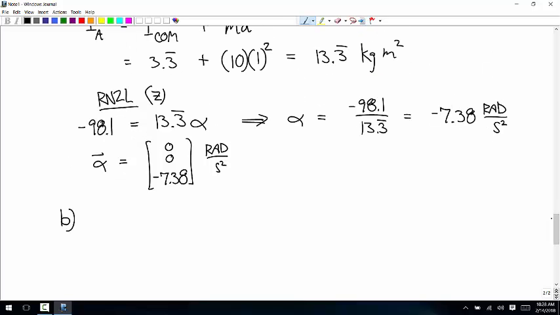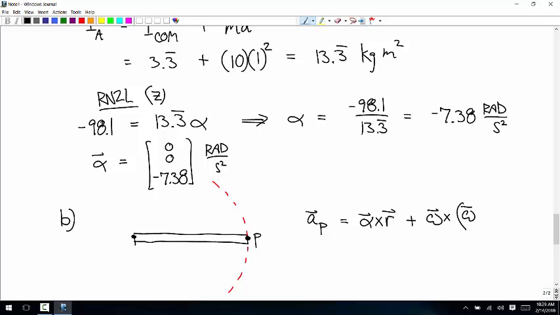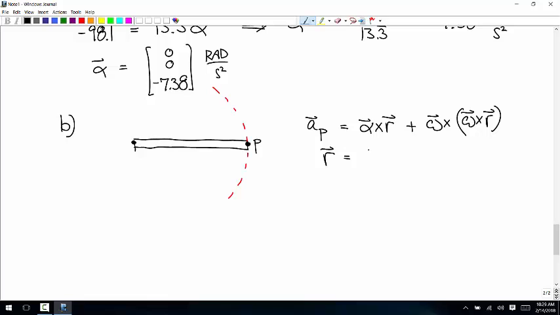Okay, so if we're trying to figure out the acceleration of that point P, there's the pin joint. This thing's traveling through a path like this. Instantaneously, it's in circular motion, and this is the point P. The center of the circle is the hinge. So the acceleration of the point P is equal to alpha cross R plus omega cross quantity omega cross R. What's the R vector? 2, 0, 0. What's the omega vector? 0, 0, 0.